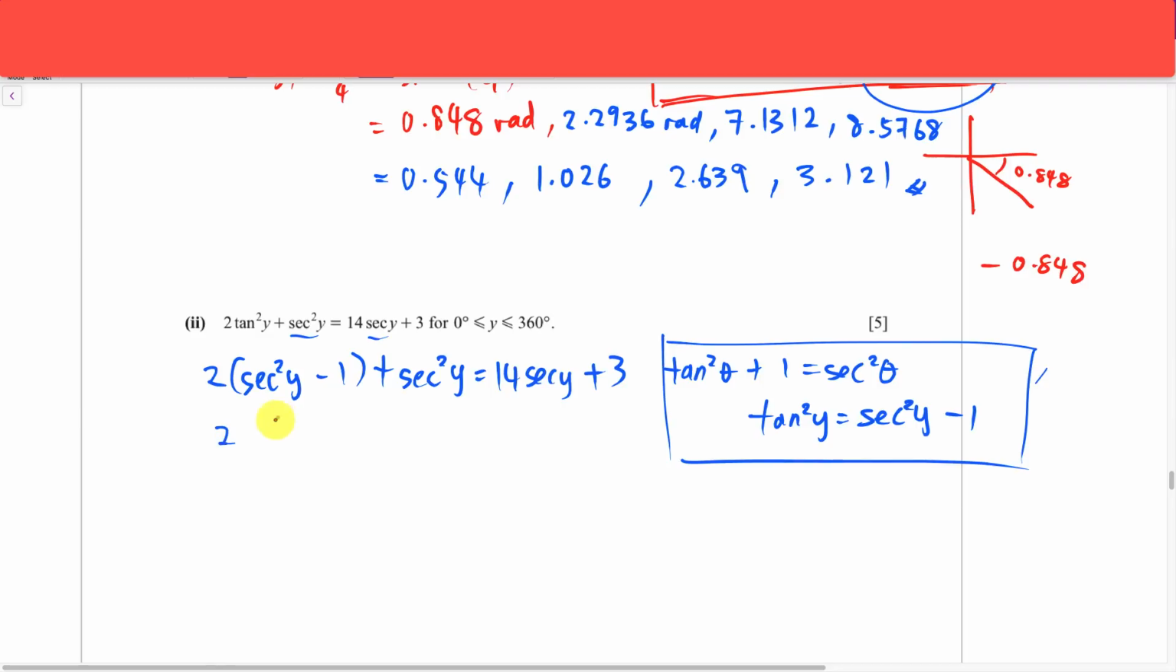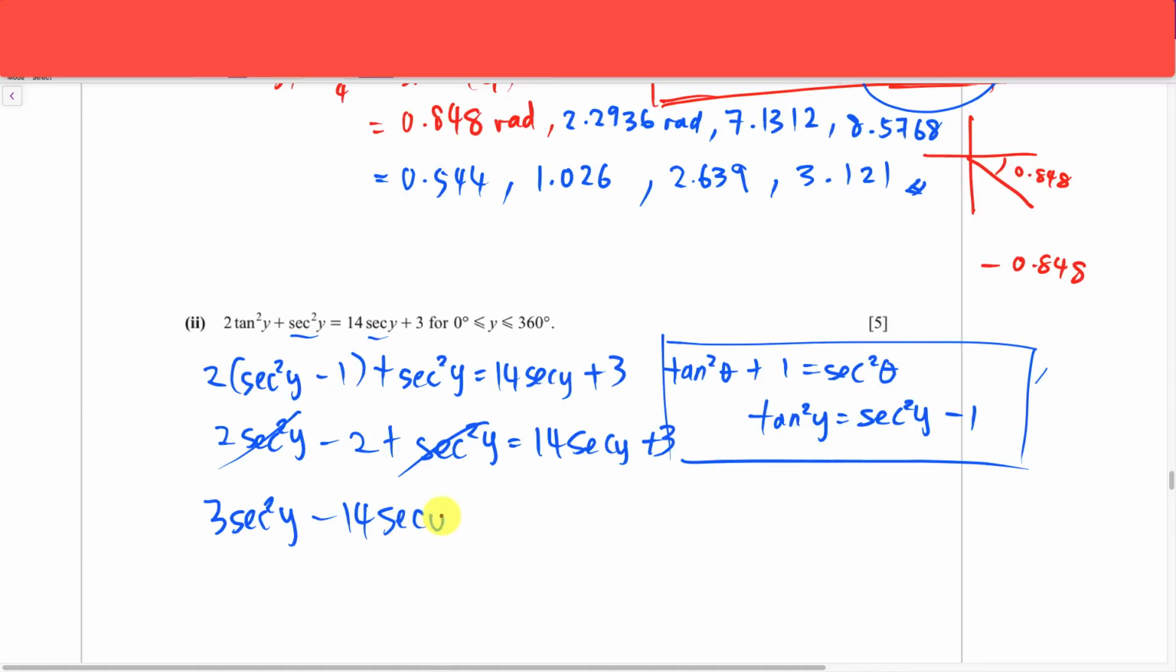Alright, so here I actually get 2 secant square y minus 2 plus secant square y equals to 14 secant y plus 3. Alright, so I will just simplify this one. So 2 secant square y plus 1, I will get 3 secant square y. Alright, this one done. This one I move here, minus 14 secant y. So minus 5 equals to 0.